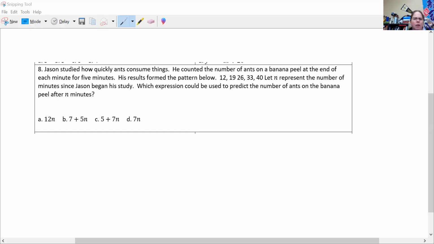Okay, our next one right here. So Jason studied how quickly ants consume things. He counted the number of ants on a banana peel at the end of each of 5 minutes.